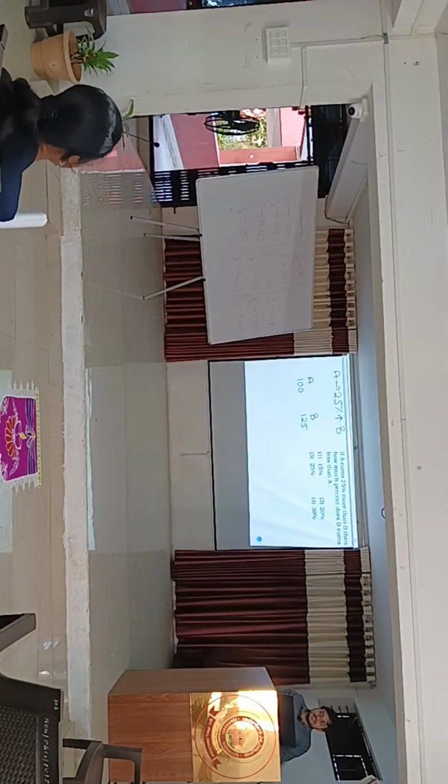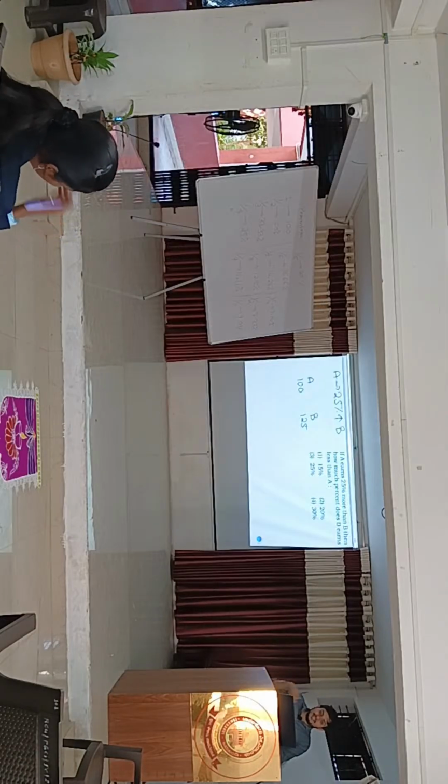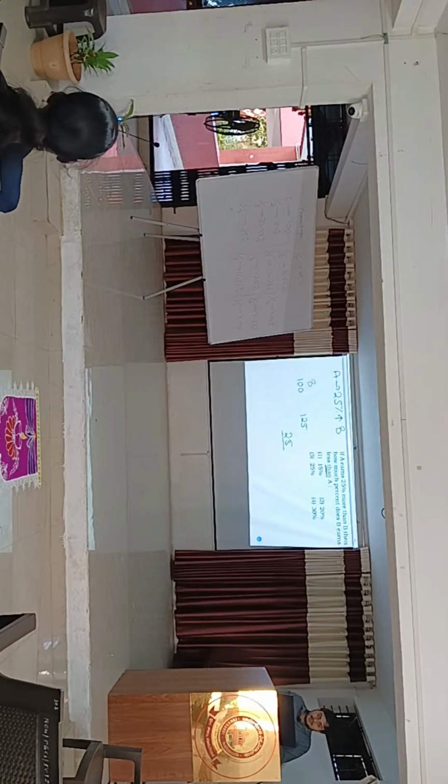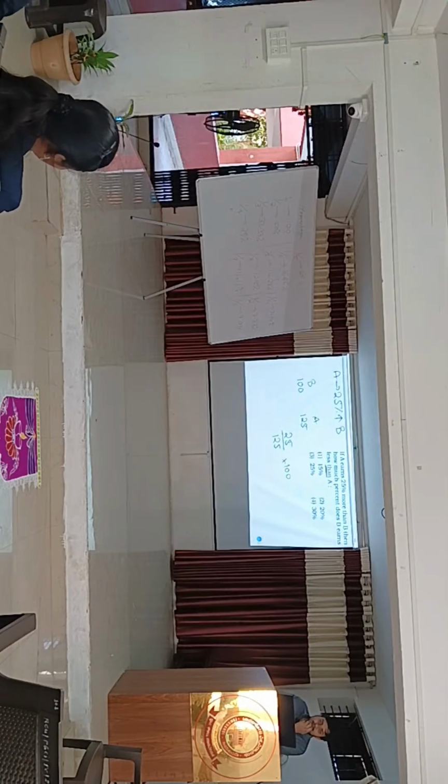What is the formula I have to use? Difference. What is the difference now? Divided by 125. This is B, this is A, my bad. Divided by 125, into 100. 25 fives are 125, 5 fours are 20. 5 fives are 25.